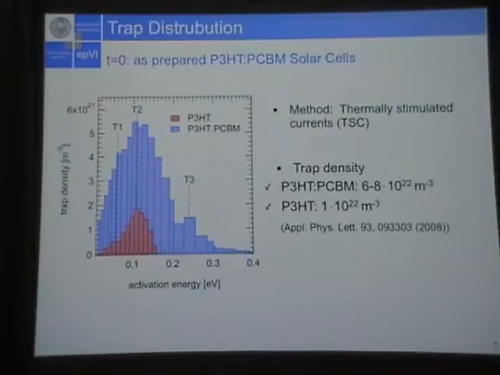Shown here is the trap density, the density of occupied states, as a function of activation energy for P3HT, the pure polymer, in red, and blue, and P3HT:PCBM in black. We derive this density of states by measuring thermally stimulated current. The technique is very well known here, I assume, and maybe some of you will also talk about this.